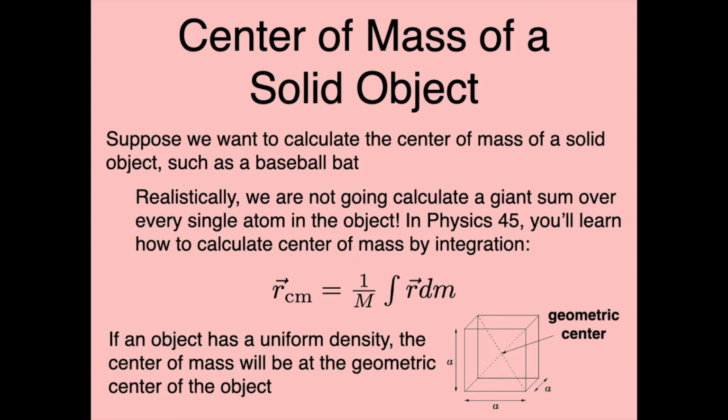and it's a uniform density. Maybe it's made out of iron or wood or something, where the density is just the same all over. Well, then you know that the center of mass is just at the center of the cube. It's really that simple. Okay.